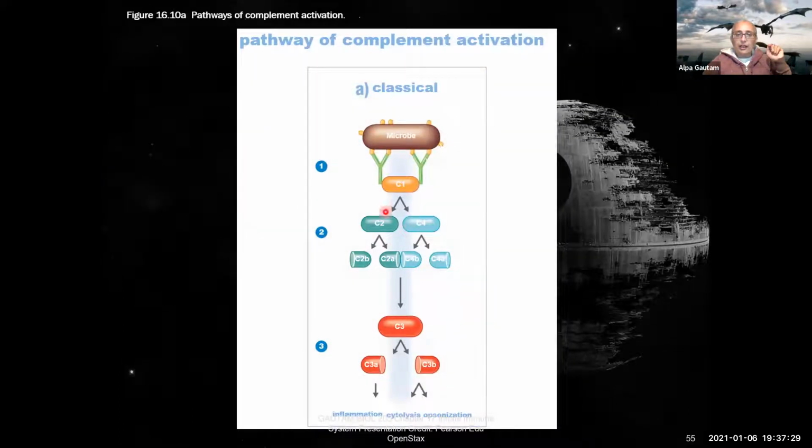Then the C1 splits, and it has two major proteins that are formed called C2 and C4. C2 then cleaves once it is formed. It's unstable. It breaks apart into C2a and C2b. And then C4 splits into C4a and C4b. Now the C2a and the C4b will come together and form C3. C3, once it's formed, is unstable, and it breaks apart into C3a and C3b.